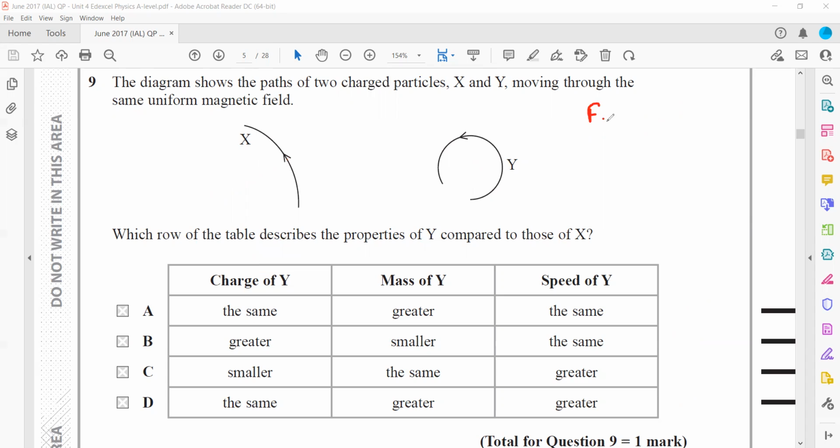here, what happened is the centripetal force is equal to the magnetic force. Centripetal force is given by mv square over r, and magnetic force is given by qvb. So v will cancel with v, so it will be mv divided by r equals qb. mv is the momentum, divided by qb, and into r.